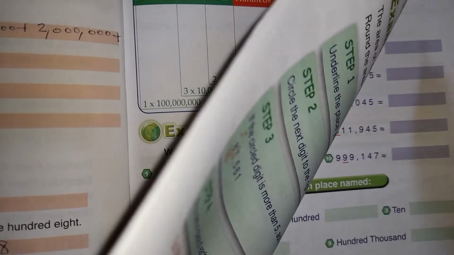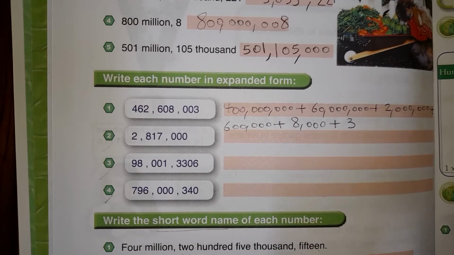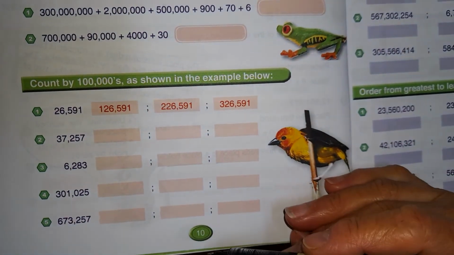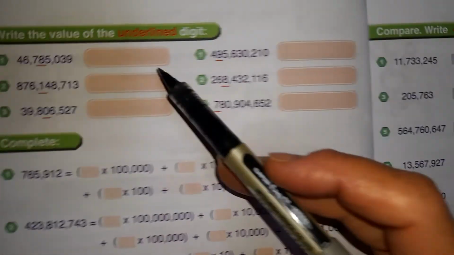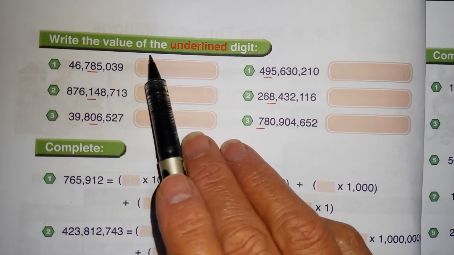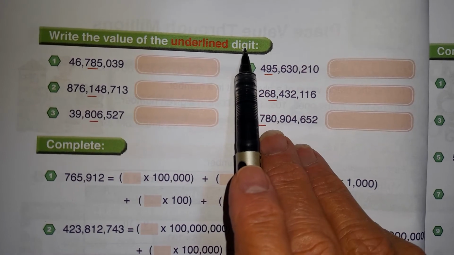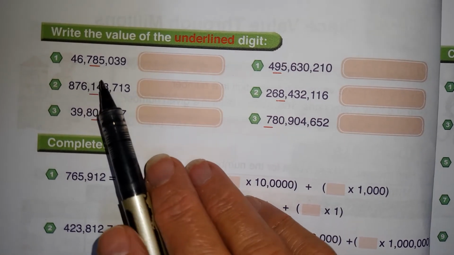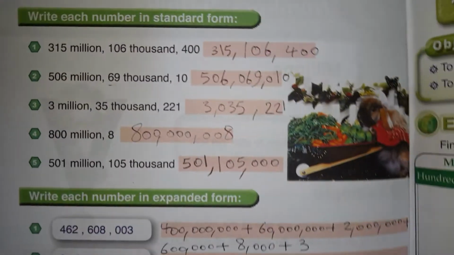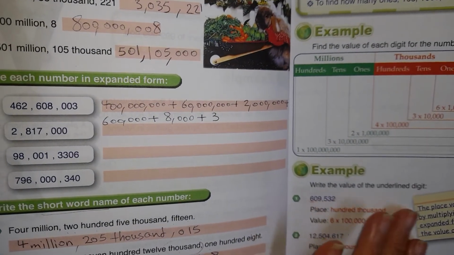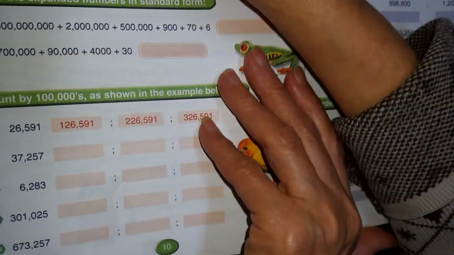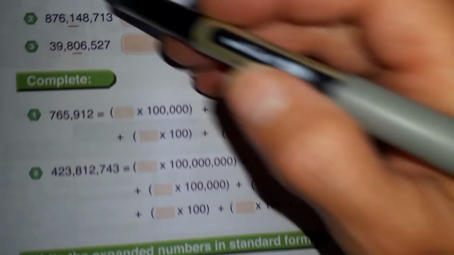Now let's go to page 10. Move with me with your books to page 10, and let's do question number 1. Write the value of the underlined digit. Okay, they only want you to write the value of it. Sorry, it's the same. First, we are going to name the place, then we are going to find the value.